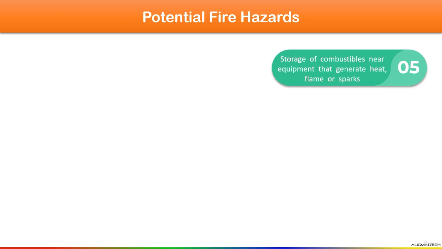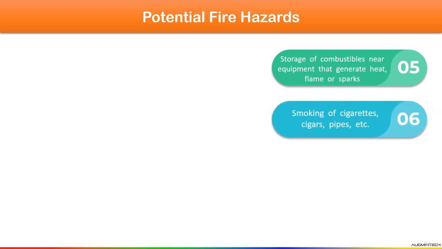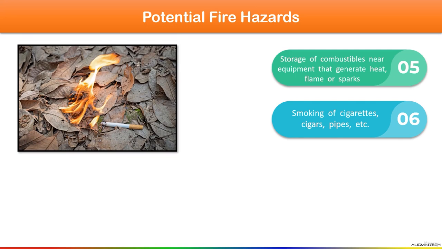Now the sixth point is smoking of cigarettes, cigars, pipes, etc. Sometimes smoking of cigarettes also causes potential fire hazards. So what do we have to do for that? If you know someone who smokes, remind them of safe smoking habits. Or if you see someone using a cigarette, remind them to first wet it before throwing it into a bin. In this way, you can prevent these fire hazards.